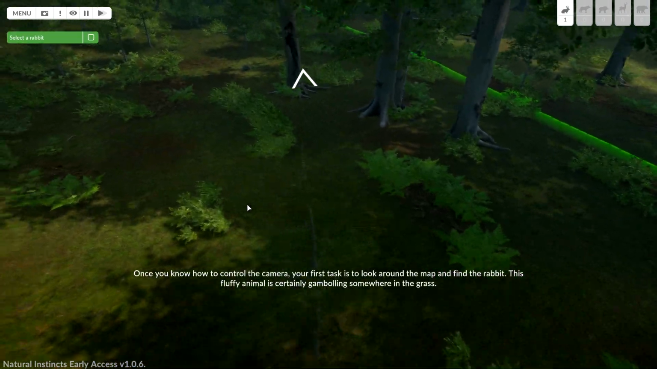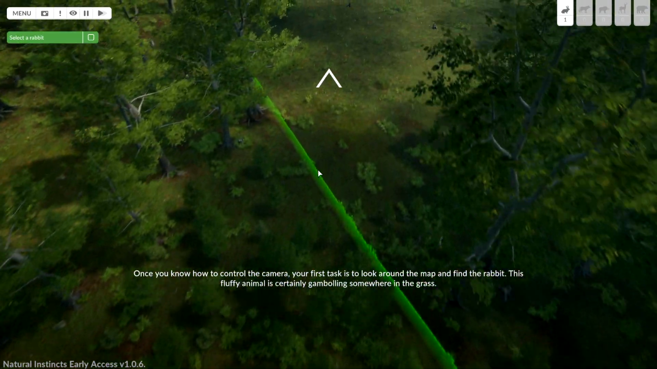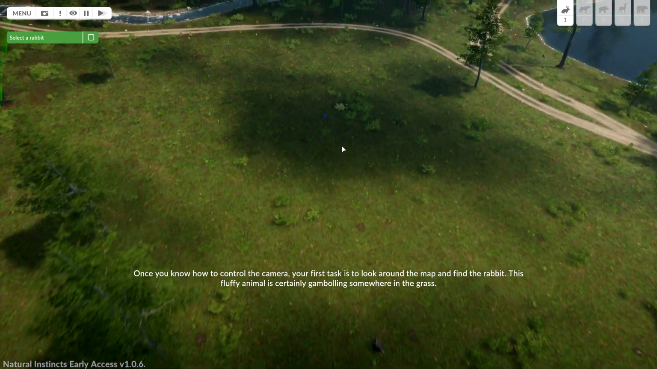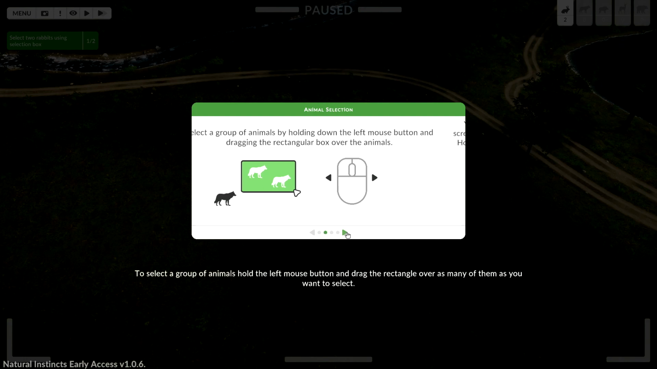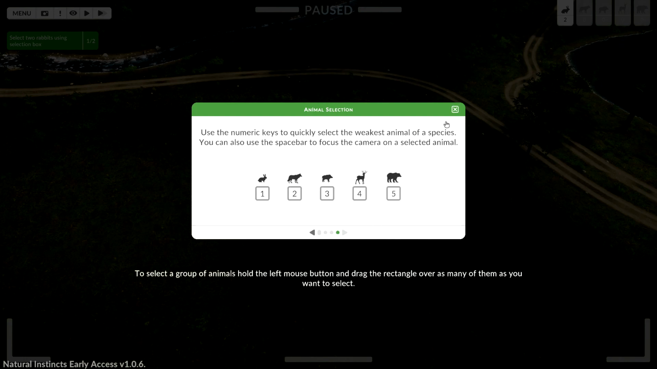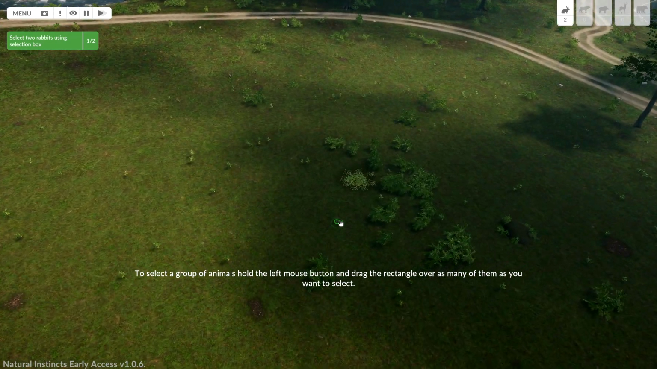Once you know how to control the camera, your first task is to look around the map and find the rabbit. This fluffy animal. To select a group of animals, hold the left mouse button and drag the rectangle over as many of them as you want to select.